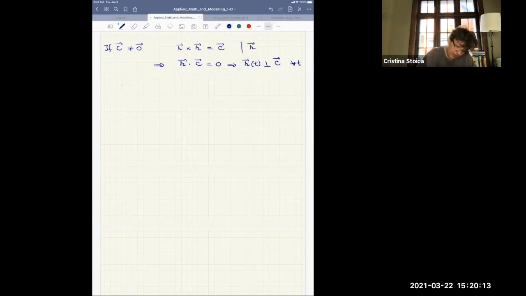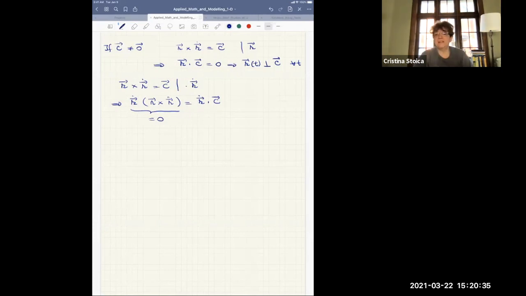Now, also coming back to this one, if I do the dot product by R dot, we're going to end up again with R dot, R cross R dot, which is R dot dot C. And again, this will be zero because it's the same idea of the volume. Calculate it. So this means that we'll have R dot dot C to be zero for all T. In other words, the velocity is perpendicular to this constant vector for all T.